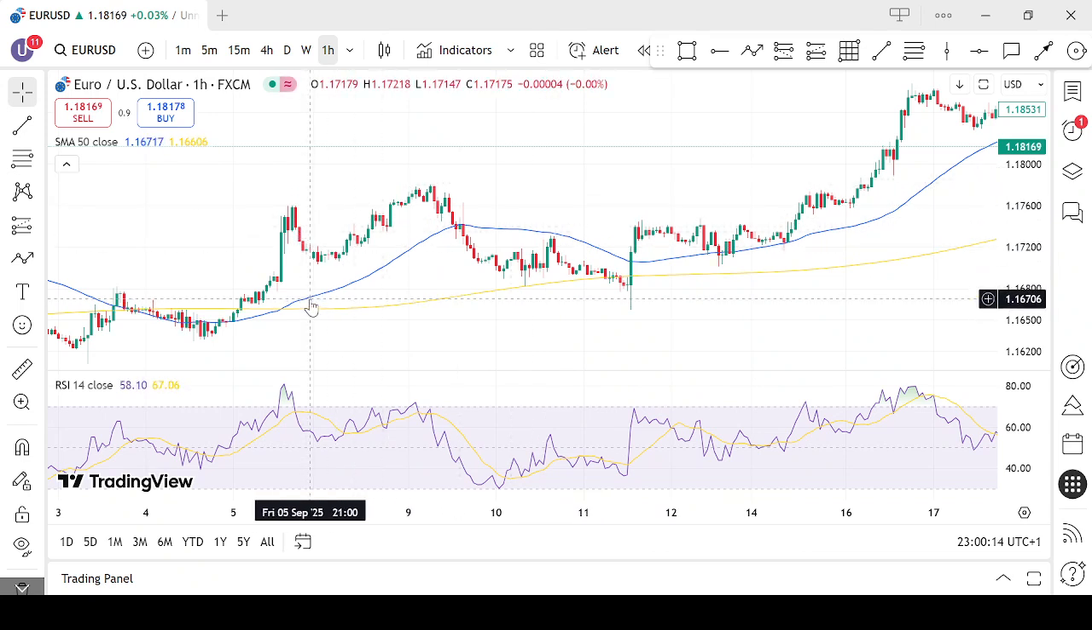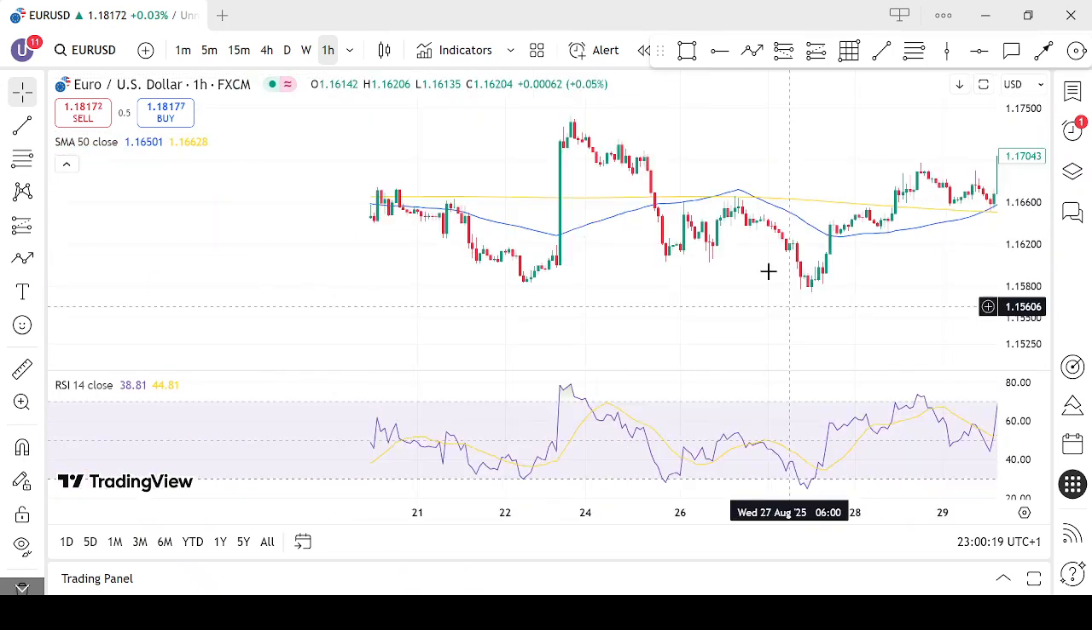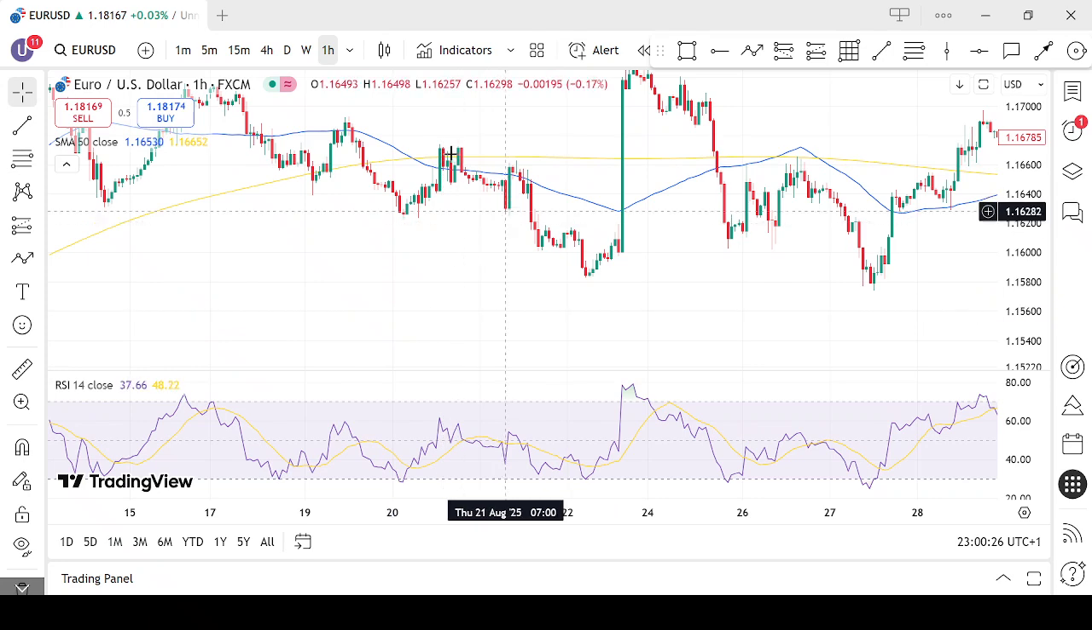Now, when your 50 period moving average crosses below your 200 moving average, and at this area you can see there was a cross below, you know that you are only looking for selling opportunities.